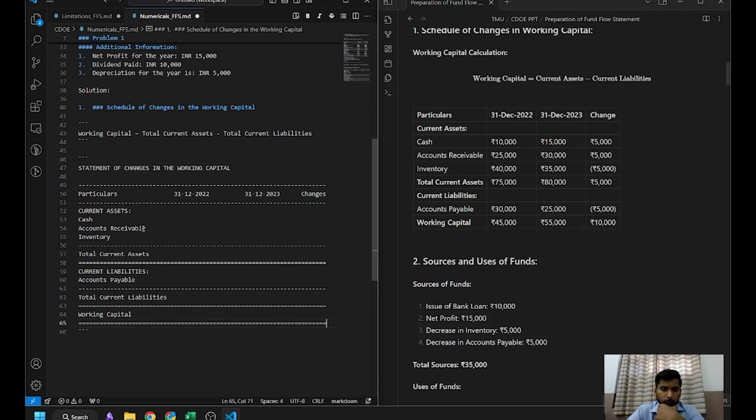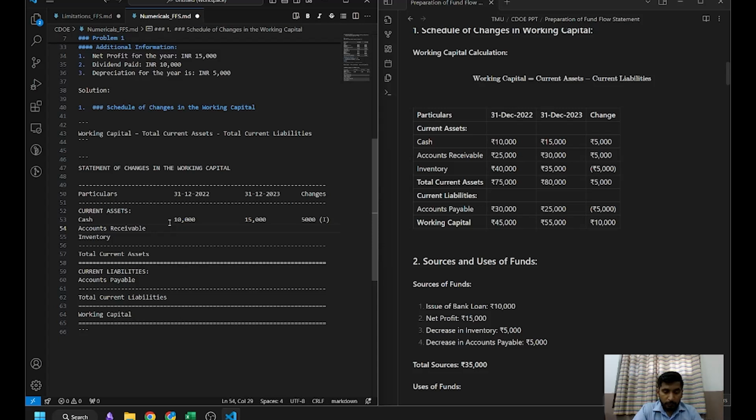Okay. So, talking about the cash. For the year 2022, the cash is rupees 10,000, and for the next year it is 15,000. Change is 5,000, and it is a favorable change. That means you will denote it with I, meaning increase.